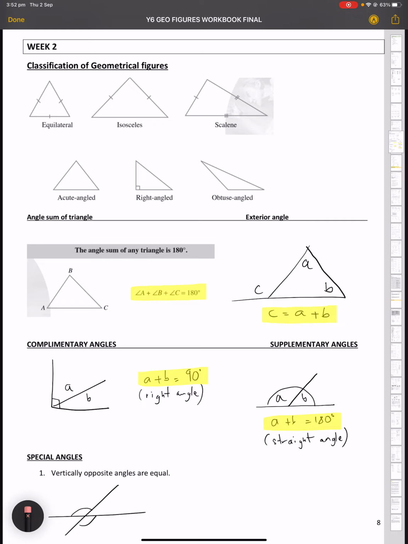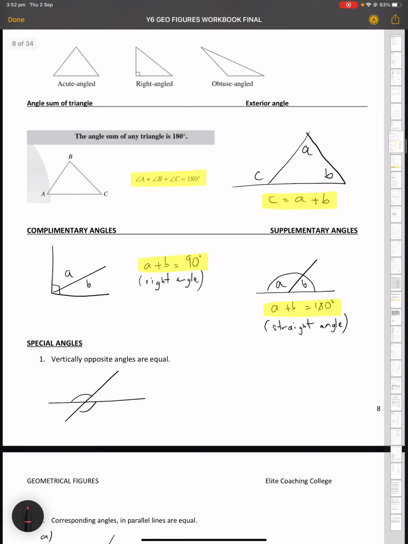Okay, so the first 3 are triangles. We can classify them according to the length of their sides. If they're all equal, then it's an equilateral triangle. If two of the lengths are equal, then isosceles. If all the lengths are different, then it's scalene.